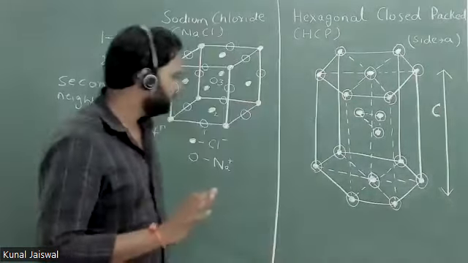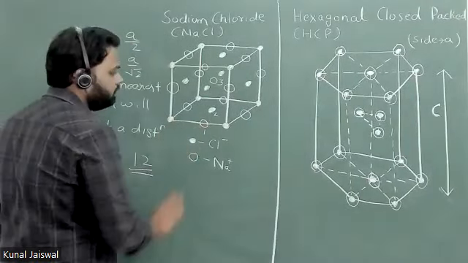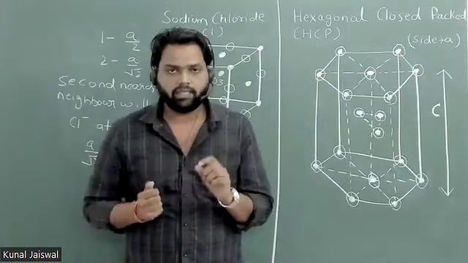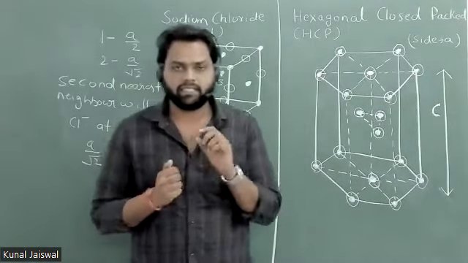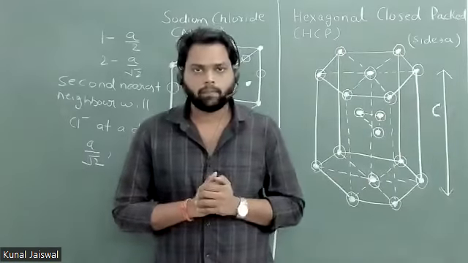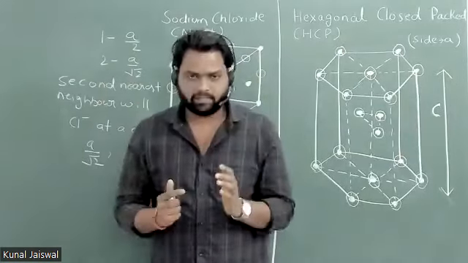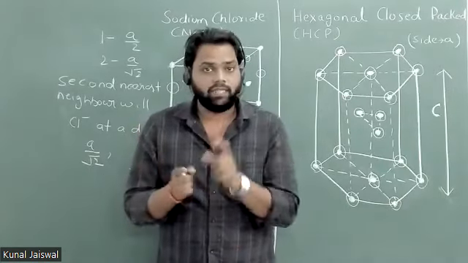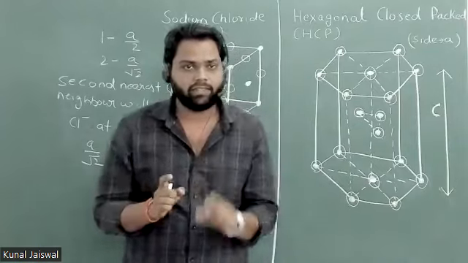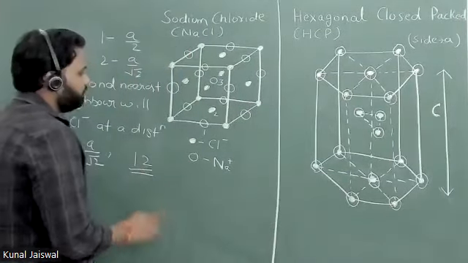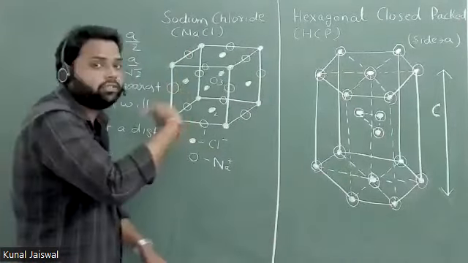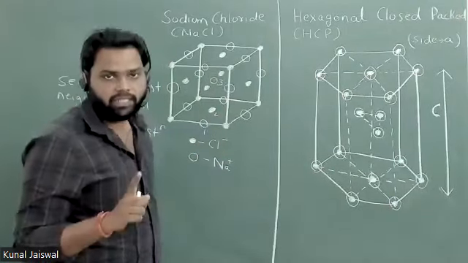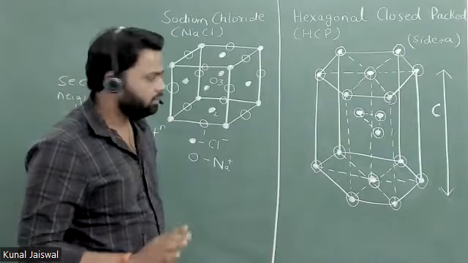Okay, don't get confused. Sir, can you repeat once more? Yes. There are 12 Cl minus ions as second nearest neighbors to the Cl minus ion, and that Cl minus is our reference ion, right? Don't get confused. The nearest neighbor will be the opposite ion. The second will be the same ion. Right?